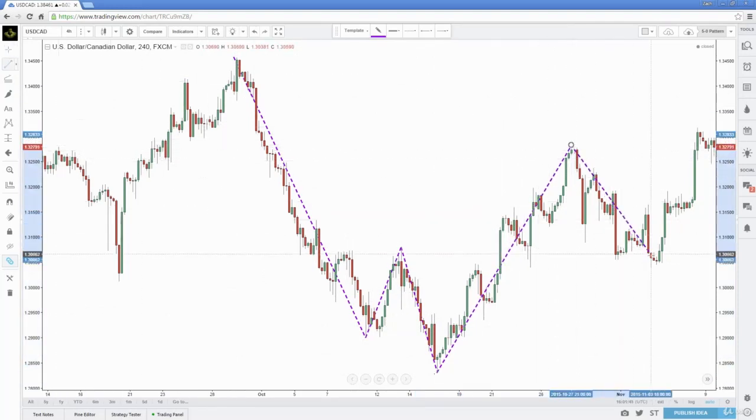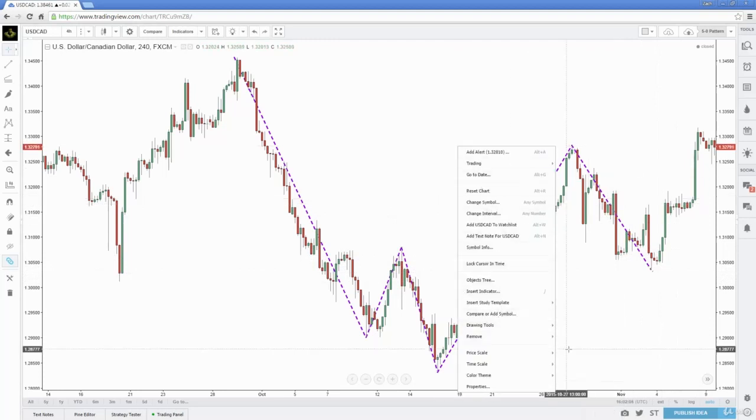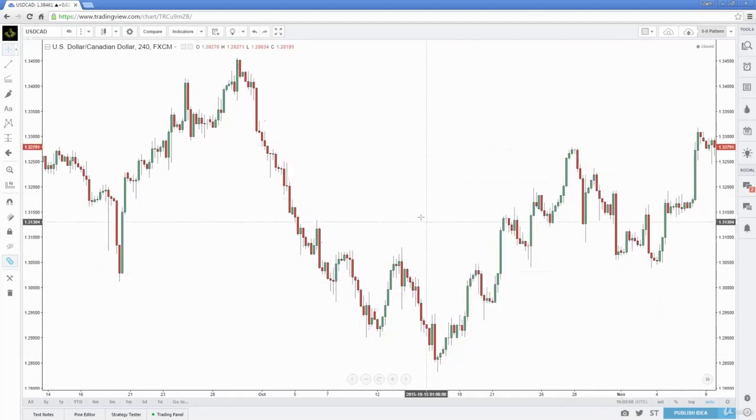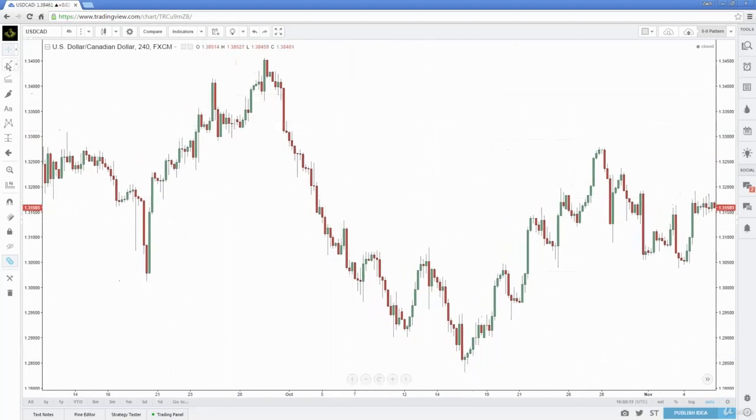And this is a great looking pattern, by the way. I mean, it's pretty symmetrical. You get this area of confluence with your former A point and then your D point over here. So let's go through this real quick. I'm going to remove all this stuff, and let's make sure we have the right measurements here.